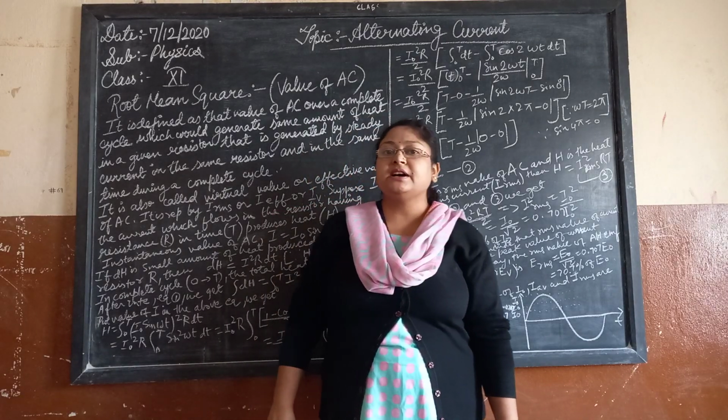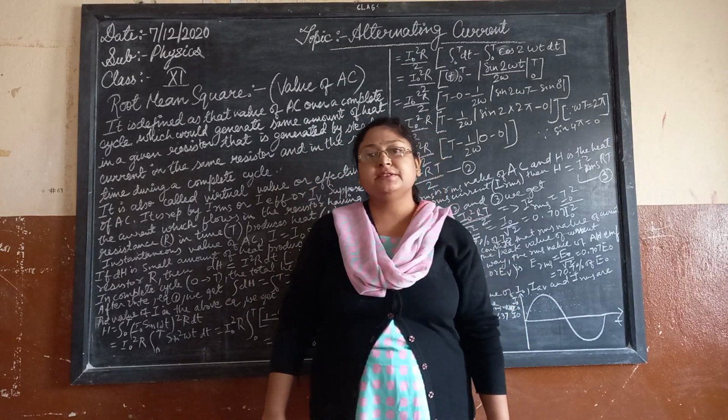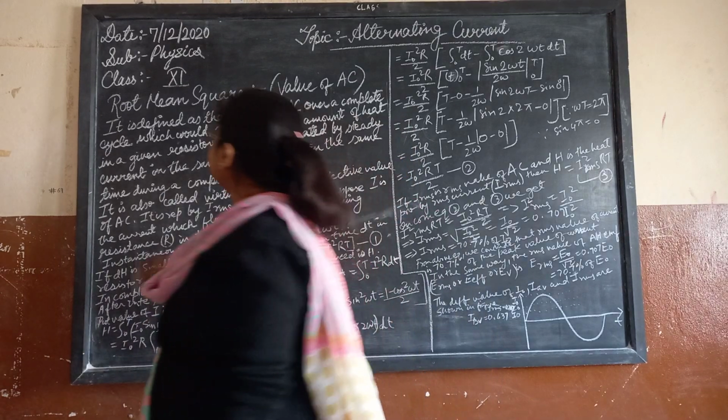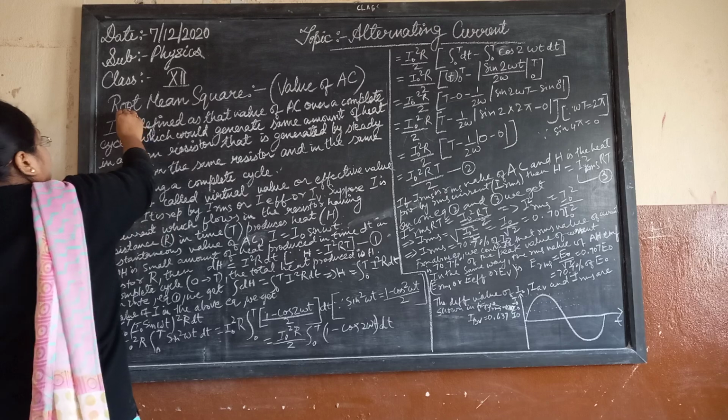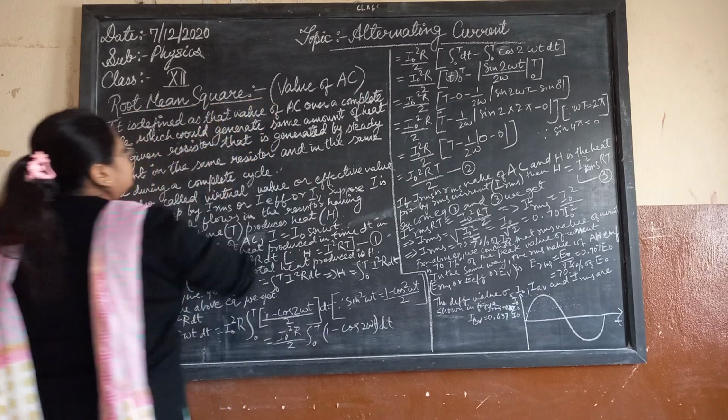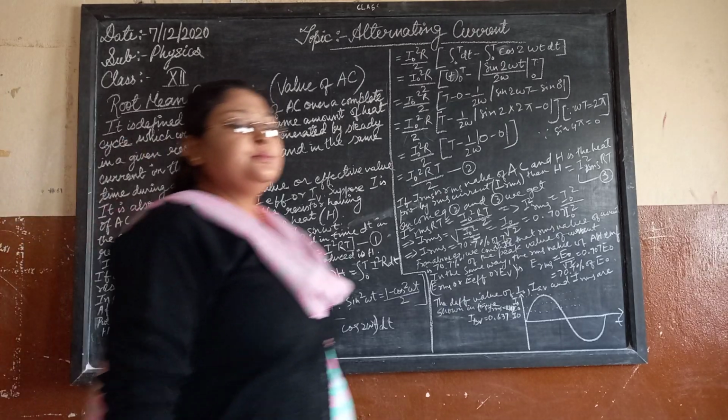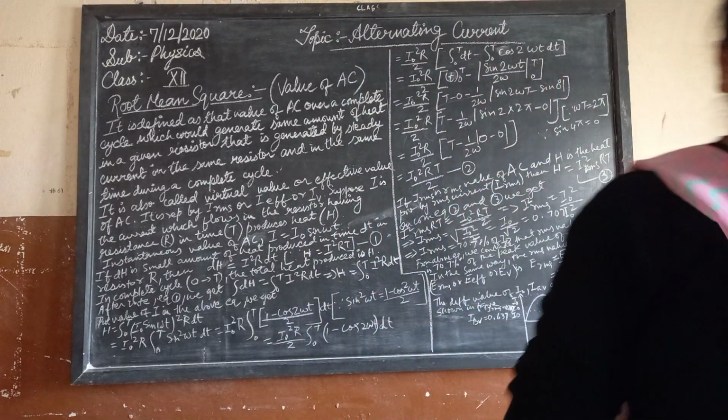Today we are going to start a new topic of this class 12 physics, alternating currents. So today's topic is root mean square value of AC. So what is the root mean square value of AC?